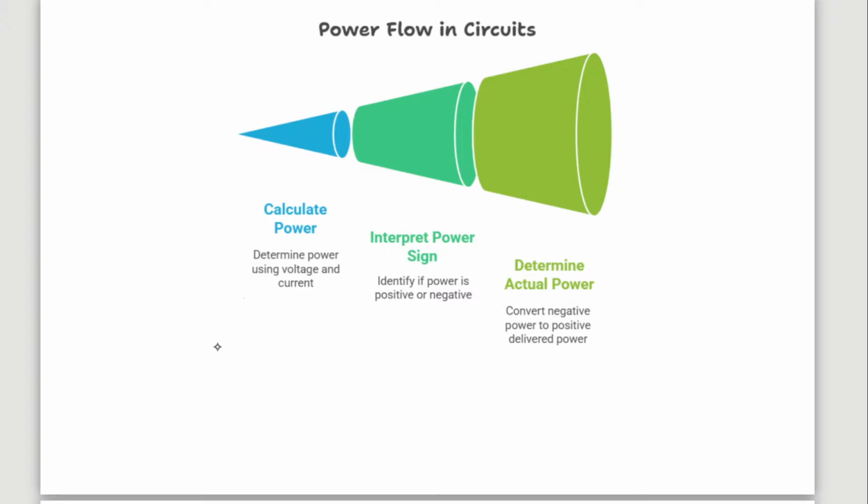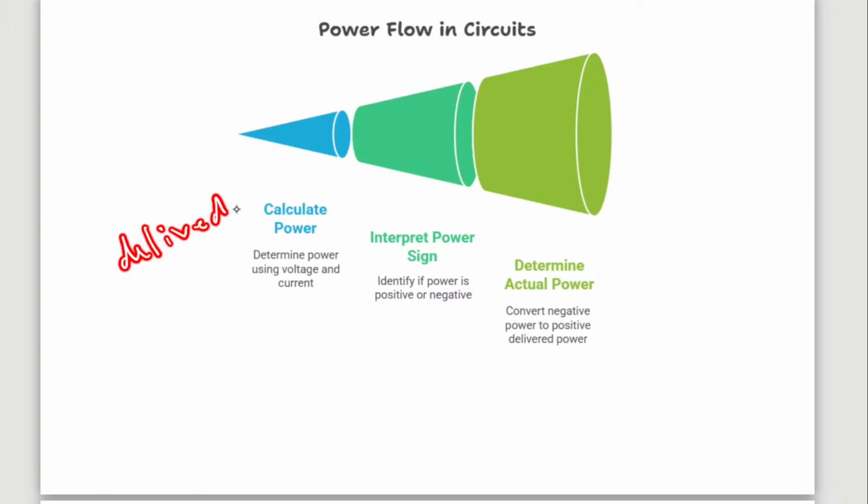Okay, identify whether the power is positive or negative. This is how we need to follow some steps to identify power in circuits. Calculate the power: determine the power using voltage and current. Using the voltage plus-minus polarity, we can determine the power. Interpret the power sign. The power sign can be either negative or positive, or it can be absorbed power or delivered power.